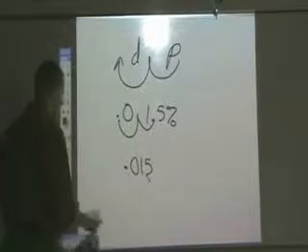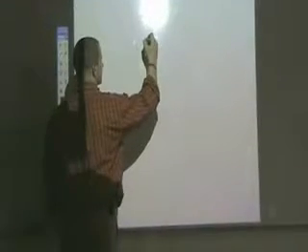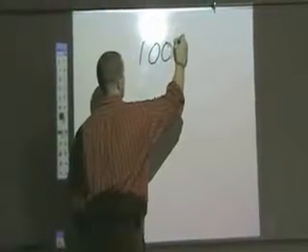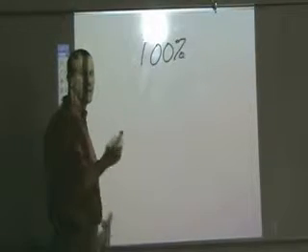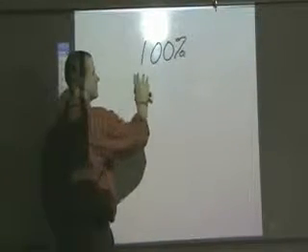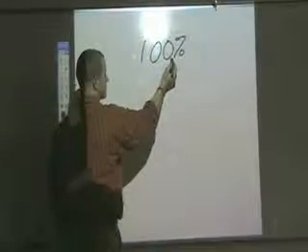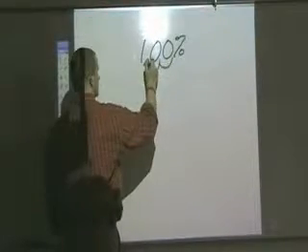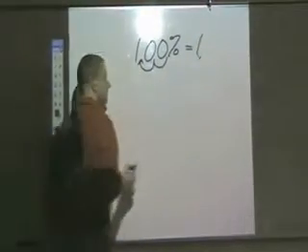Let's try another example. Let's say I had 100%. If I had 100% and I wanted to make it into a decimal, where's your decimal here? Because there's not one given. Remember, if you never see a decimal, there's always one at the end. So I'm going to move it 1, 2 places to the left, so 100% equals 1.